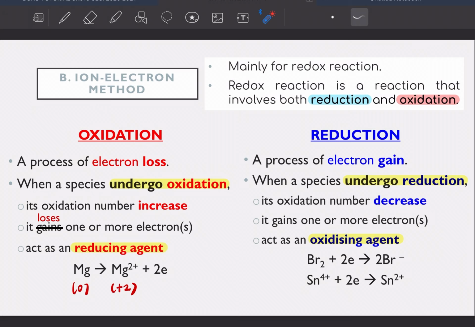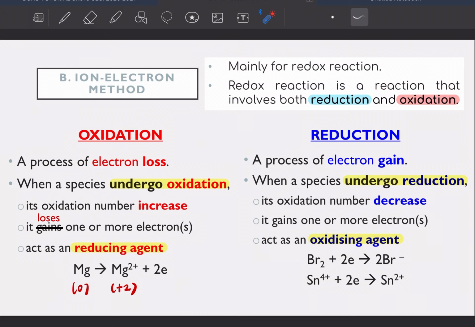Okay, so it is a process of electron gain, so you will plus electron. Okay, and when your species undergoes reduction, your oxidation number will decrease. Okay, it gains one or more electrons, and it will act as an oxidizing agent because dia undergo reduction.